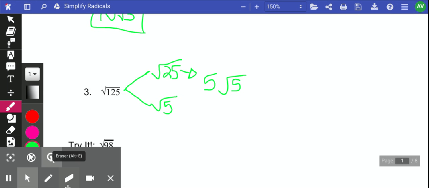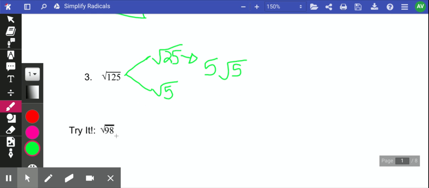All right, and here's your try it problem, square root of 98.